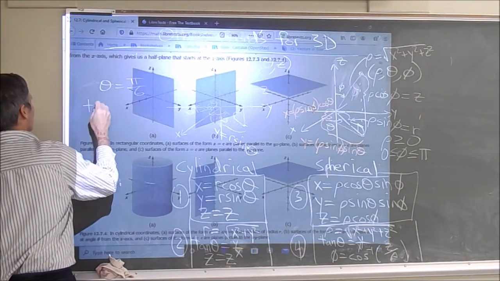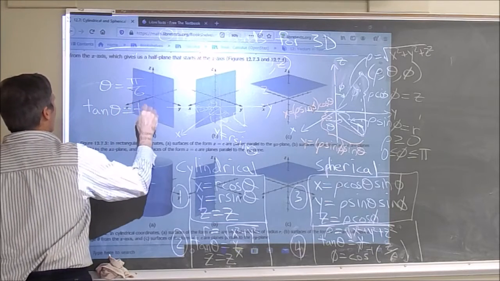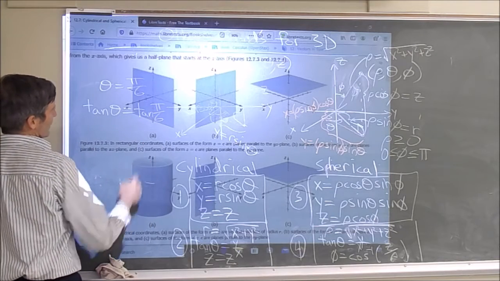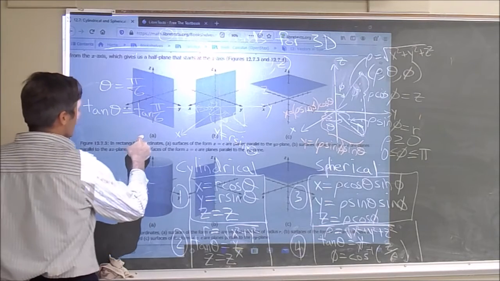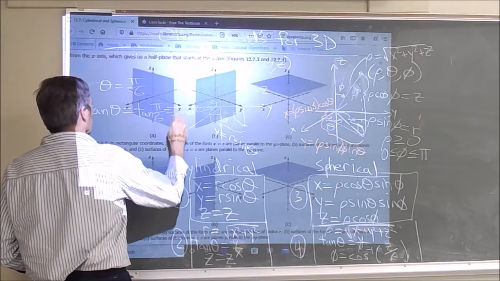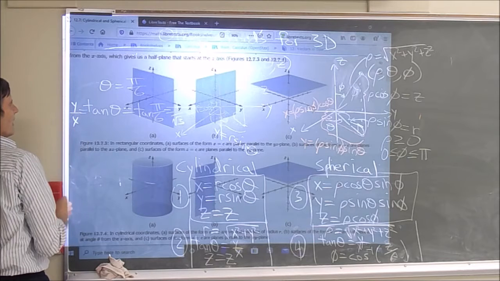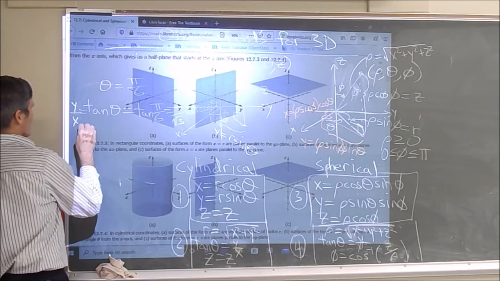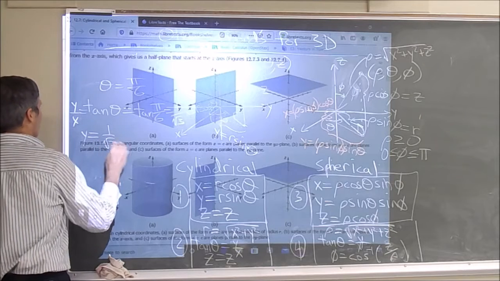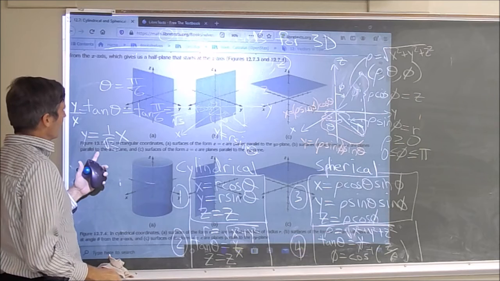I just take the tangent: tangent of theta equals tangent of pi over 6, which, tangent being sine over cosine, is 1/2 over square root 3 over 2, which is 1 over square root 3. And now that's supposed to be y over x. And so if you have y over x equals 1 over square root 3, you have y equals 1 over square root 3 times x. It's a line from the origin, except one thing. What did I leave out here?